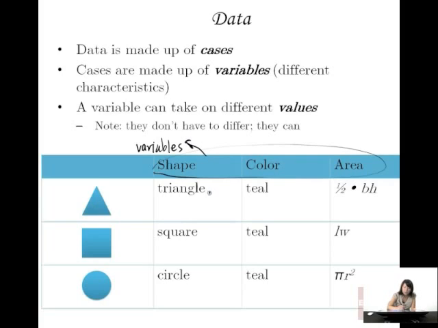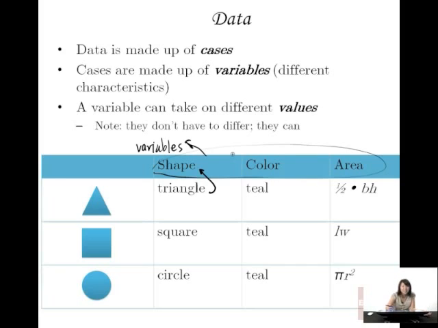For instance, triangle is the value for this case, for this variable of shape. For this case, square is the value for the variable of shape. And circle is the value for the variable shape for this case, right? So a variable can take on different values. And because of that, it's called a variable because it could vary, right?